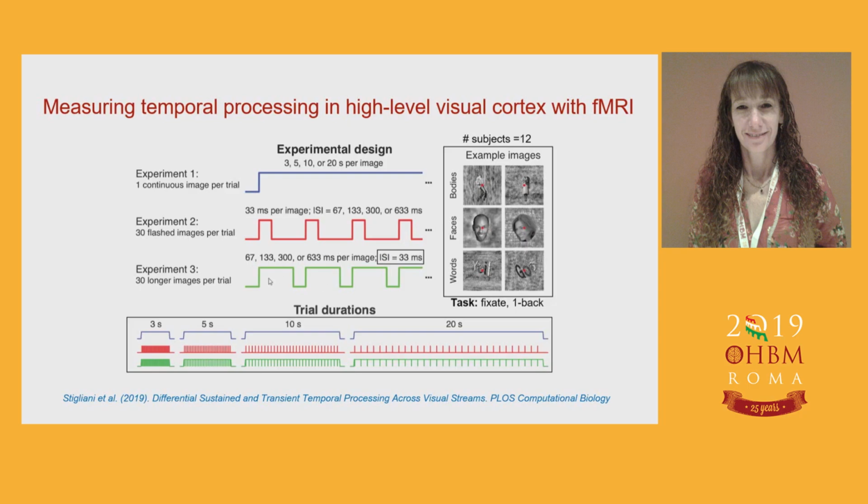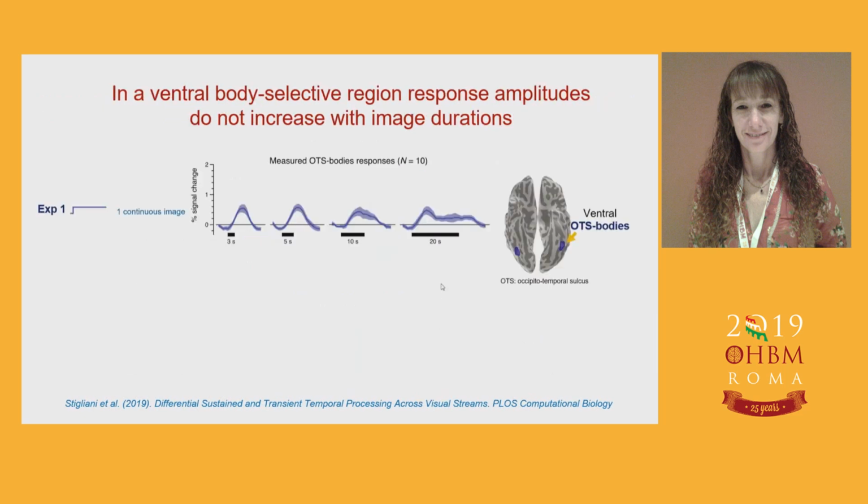In experiment 3, we put a short gap between stimuli, so we have the same number of transients in experiment 2 and 3. And third of all, we slightly changed the durations of the trials that are now 3, 5, 10, and 20 seconds. So first look at the responses in this experiment in a body part selective region in the ventral stream. You can see that this region behaves in a very different way than V1 in that responses do not accumulate with trial duration.